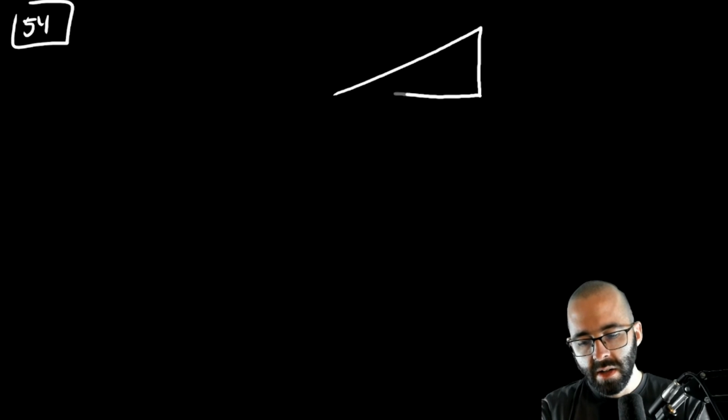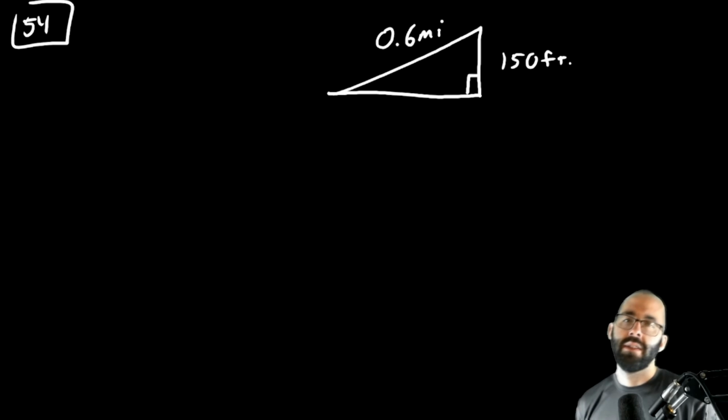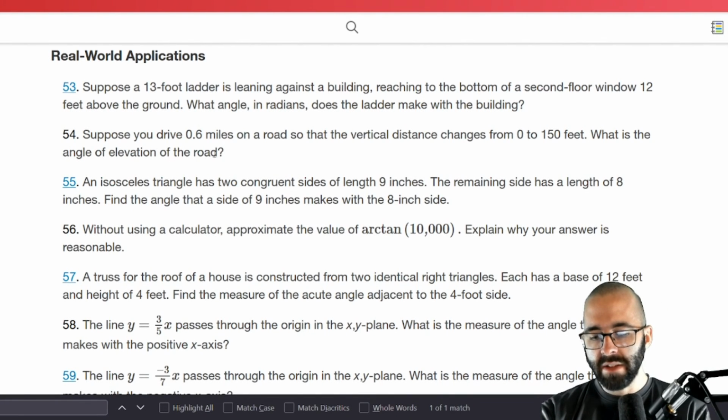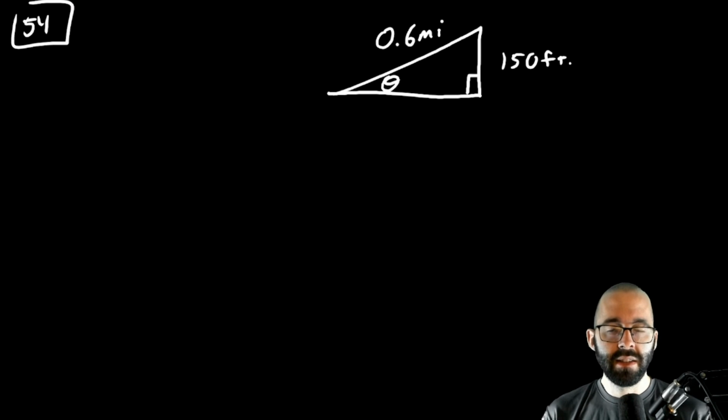So there's vertical distance. We're actually going uphill. We have a right triangle. The vertical distance is 150 feet. The actual distance on the road, that's the hypotenuse, that's 0.6 miles. And what it's asking is, what is the angle of elevation of the road? It wants us to find theta.